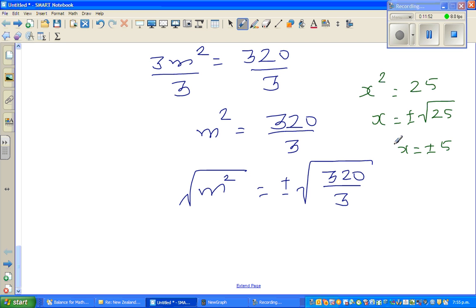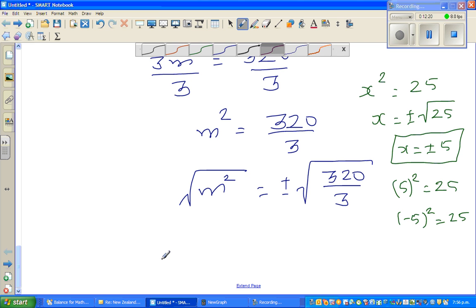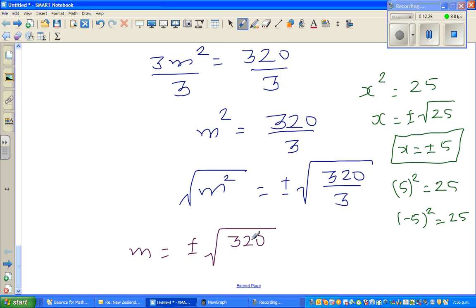This is where many students make the mistake. They don't write the plus or minus because they think that square root of 25 is only 5. That's right, but that's not the complete truth. The complete truth is square root of 25 is plus or minus 5, because 5 squared is 25, and minus 5 squared is also 25. Okay, so now you can say m is plus or minus square root of 320 over 3. If you write this as a decimal, this is 10.33 to 2 decimal places.